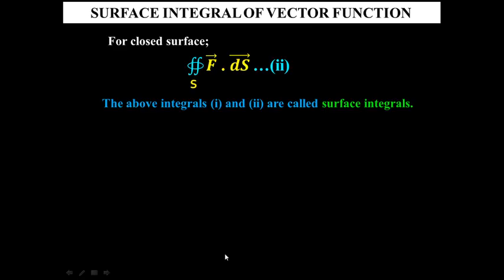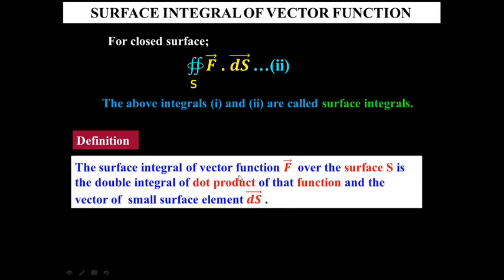So what will be the definition then? The surface integral of a vector function over the surface S is nothing but the double integral of the dot product of that vector function and the vector of the small surface element. So the definition is: the surface integral of a vector function over the surface is the double integral of the dot product of that function and the vector of the small surface element.